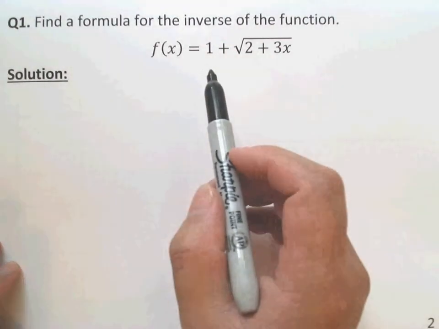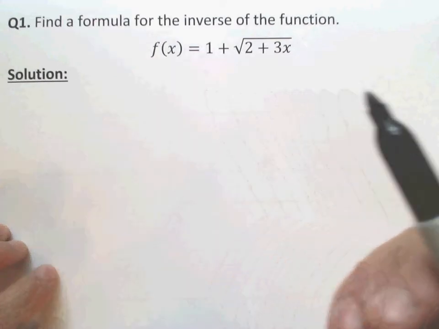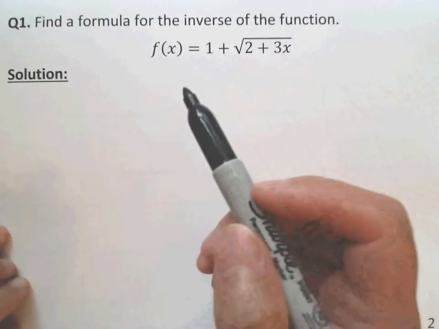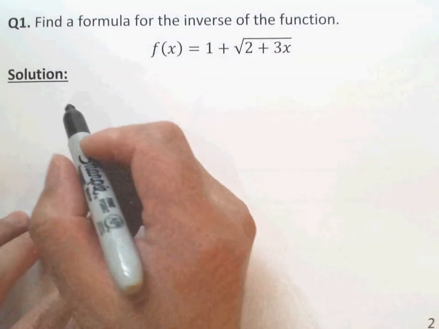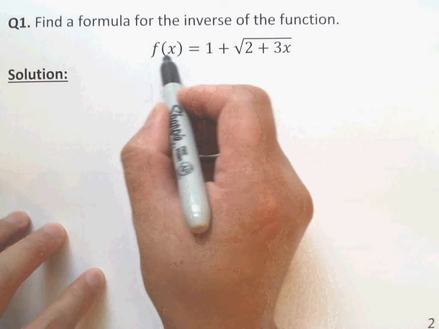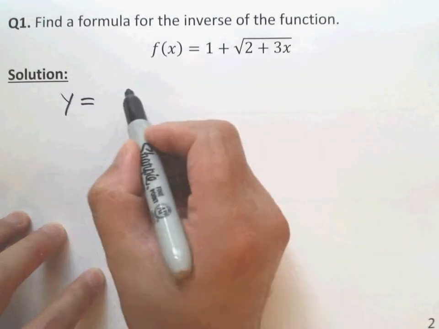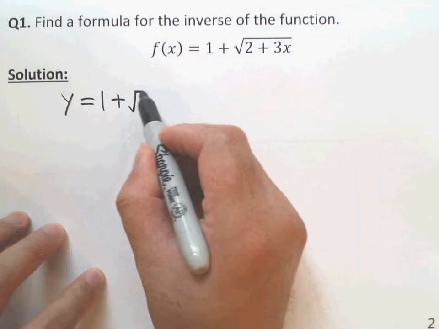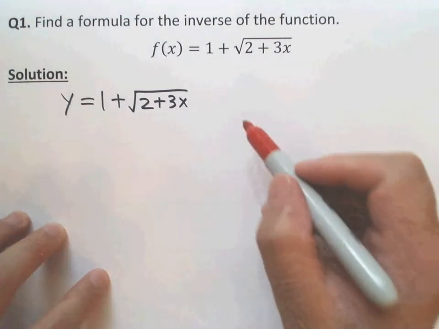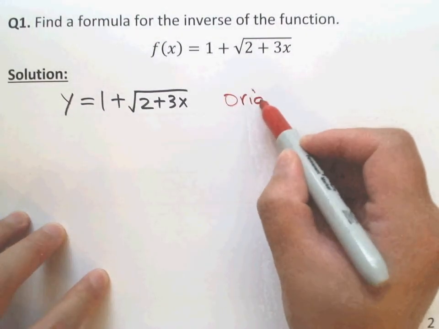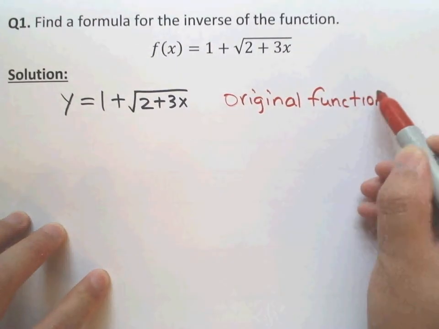So what is y? f(x) is y. I wrote here the original equation: y equals 1 plus the square root of 2 plus 3x. So this is the original equation, or original function. This is the original function, and you see the relation between x and y.